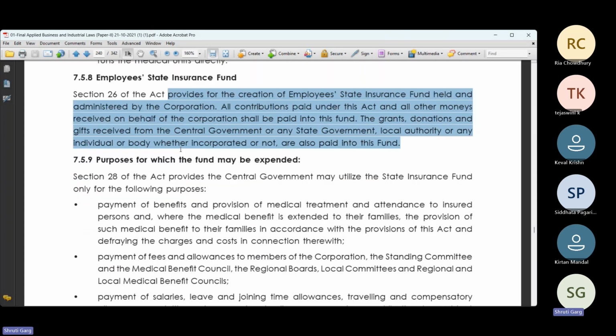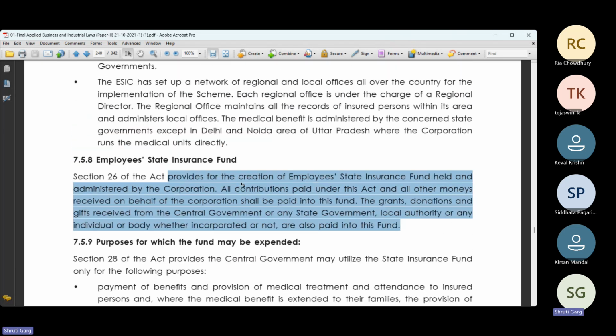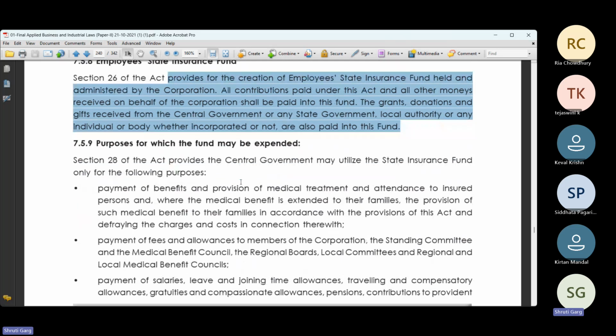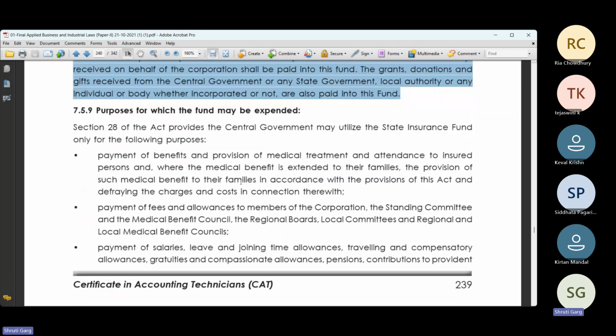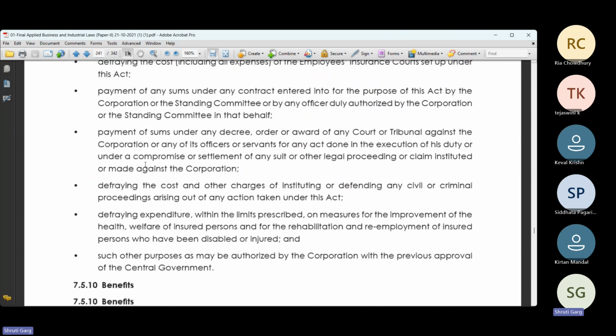But there is some purpose for which the fund may be expended. This is the government fund, the State Insurance Fund. Okay? So the purposes for which the funds may be expended, please study at your home. If there is any query, I will sort it out. This paragraph you will study at your home, 7.5.9. Okay, so next, benefits.